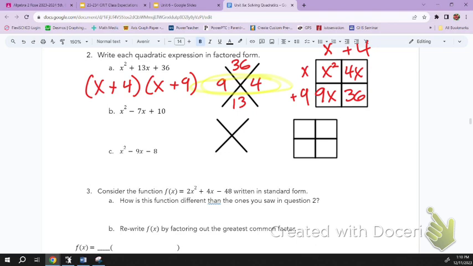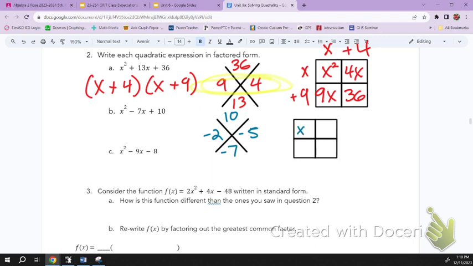We're going to start with 10 in the top and negative 7 in the bottom. And now I'm thinking, what 2 things multiply to be positive 10 but add to be negative 7? 2 and 5, negative 2 and negative 5, good. Negative 2 and negative 5. Because a negative times a negative gives us a positive.